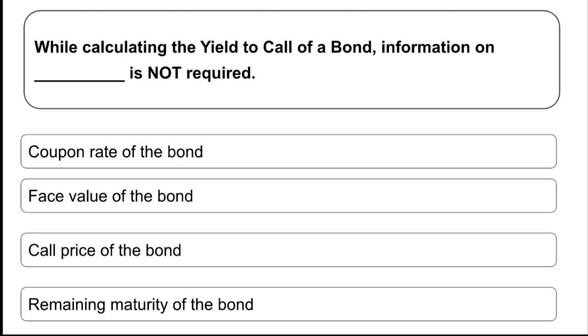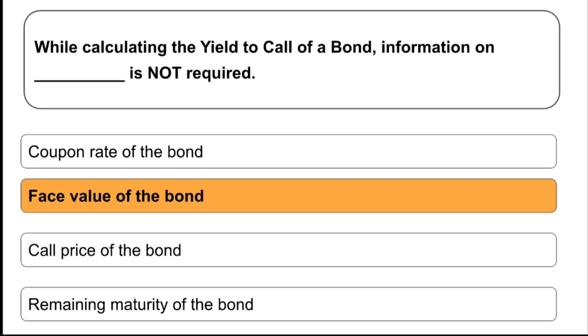While calculating the yield to call of a bond, information dash is not required. Options are A, coupon rate of the bond, B, face value of the bond, C, call price of the bond, D, remaining maturity of the bond. And the correct answer is face value of the bond.